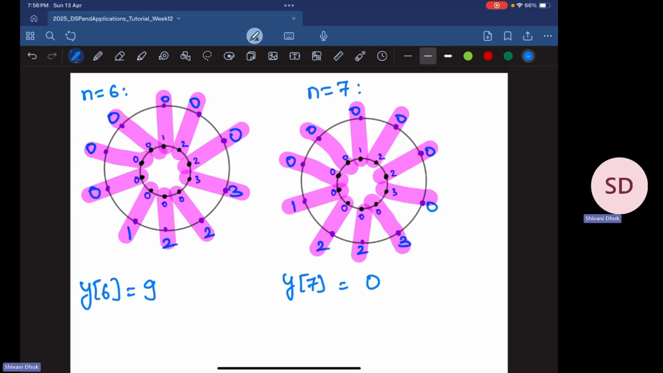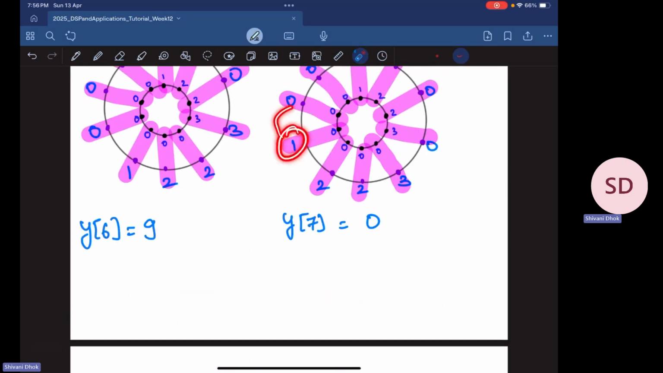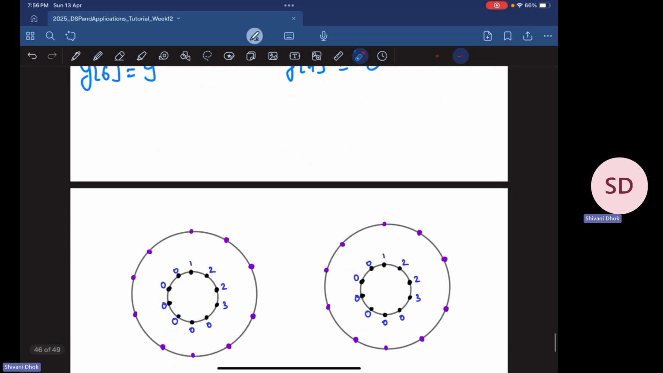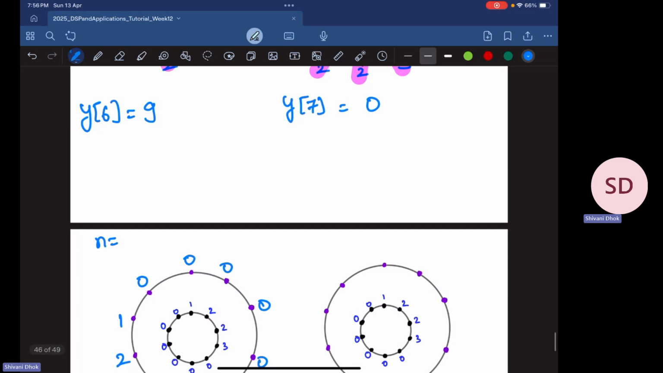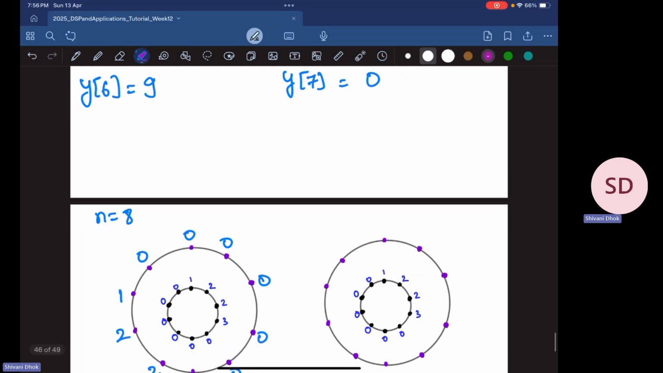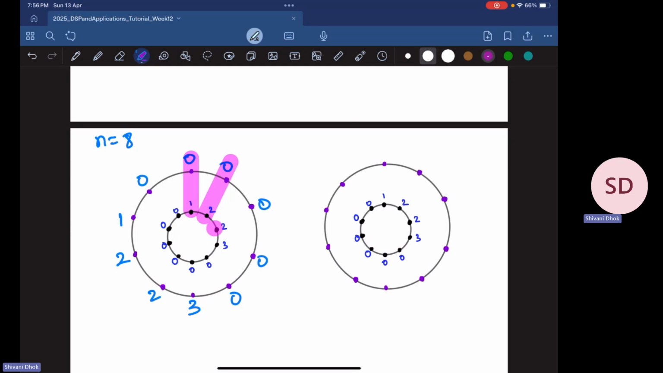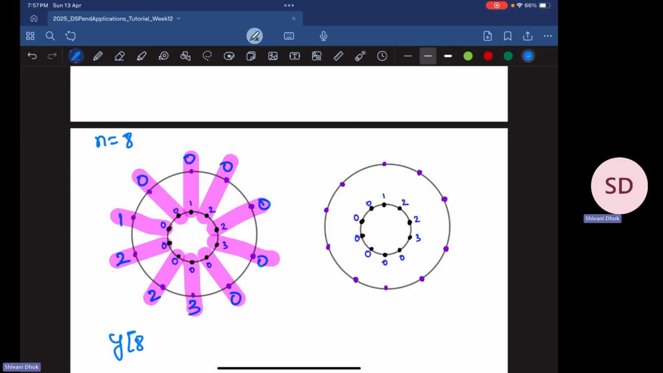Now similarly, we'll figure out what happens when we shift it by 1 unit more. So now we are here, we'll move it to this point. So we will be here: 1, 2, 2, 3, 0, 0, 0, 0, 0, 0, and this is for n equal to 8. Now again what will we get? We'll get 0, 0, 0, 0, 0, 3 into 0, 0, 2 into 0, again 0, 1 into 0, 0, and 0 into 0, 0. So this y of 8 is also equal to 0.